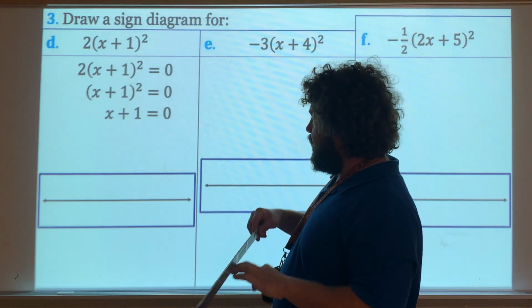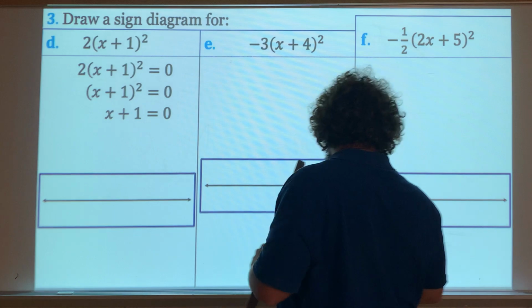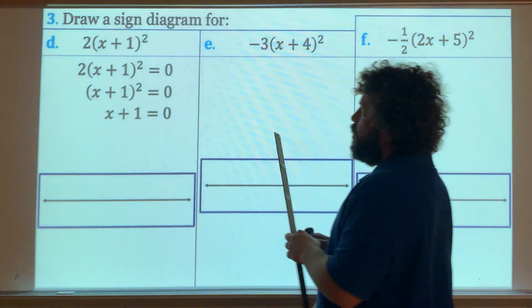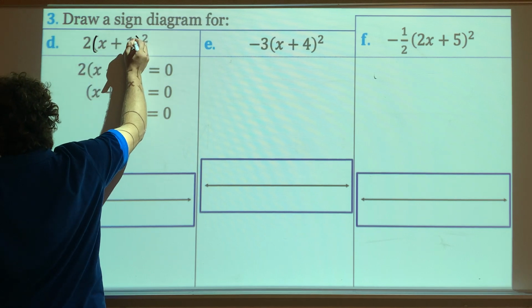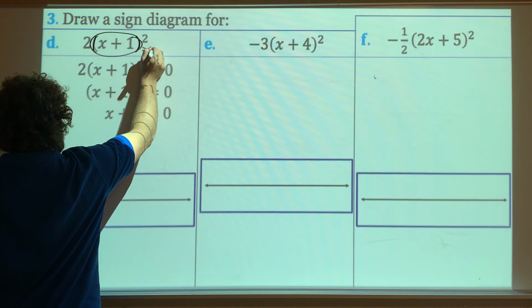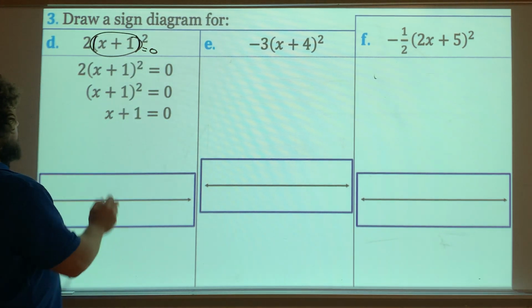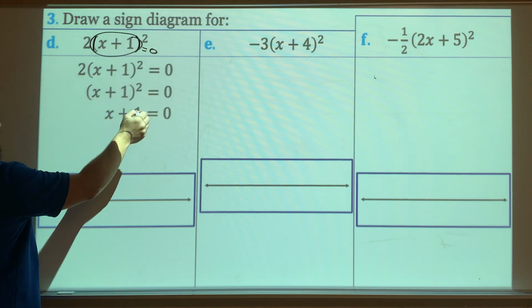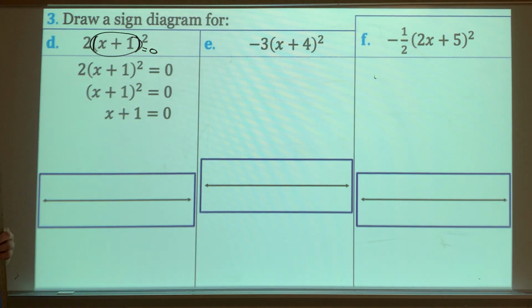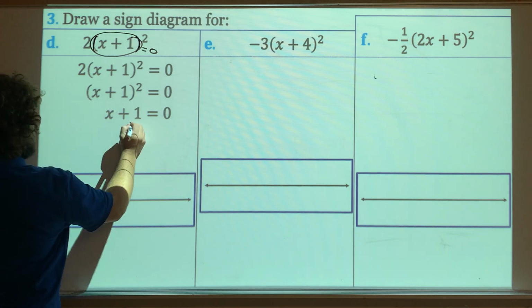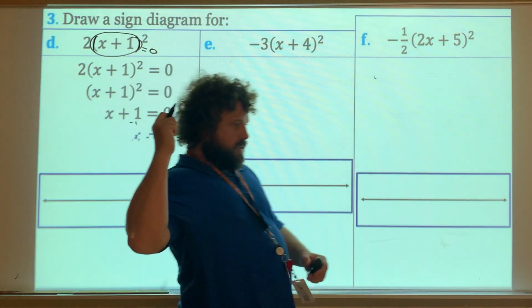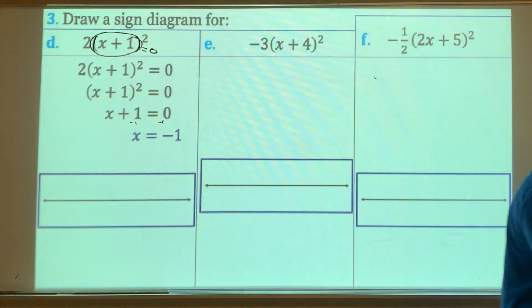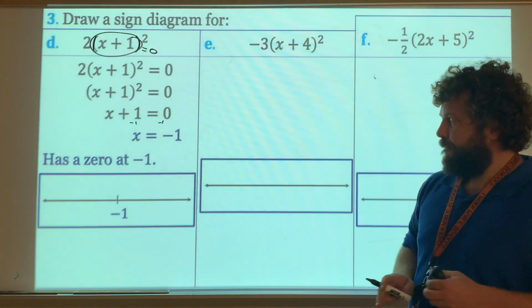Both sides, you get x plus 1 equals 0. All right? So all you care about is these parentheses and what's in it. You're just taking this stuff and setting that to 0. Because like I said, you divide by 2, you square root it, you end up with x plus 1 equals 0 anyway. Subtract 1 from both sides. X equals negative 1. You have a 0 at negative 1.